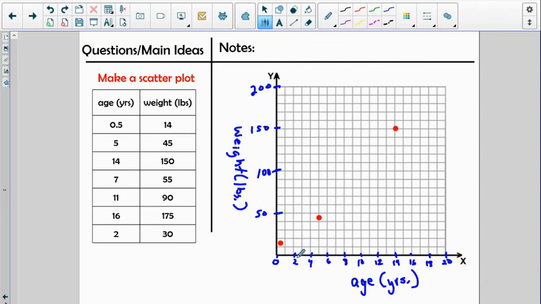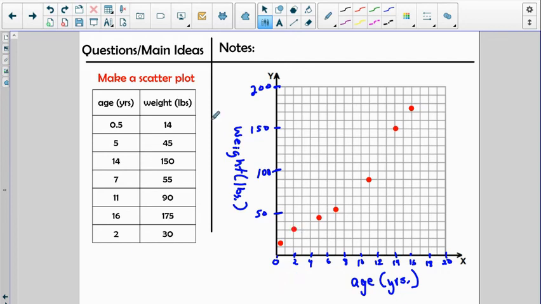7 years is 55 pounds. So I go over the 7 years. I go up, let's see, that's 50. The next line would be 60. So 55 is right in the middle. 11 years is 90 pounds. So I start at 11 years. I go up to the 9th line, that's 90 pounds. 16 is 175, so the 16-year-old. I go up, let's see, that's 150, 160, 170, 180. So 175 is right in between those. And finally, a 2-year-old would weigh 30 pounds. So I go up 3 lines.